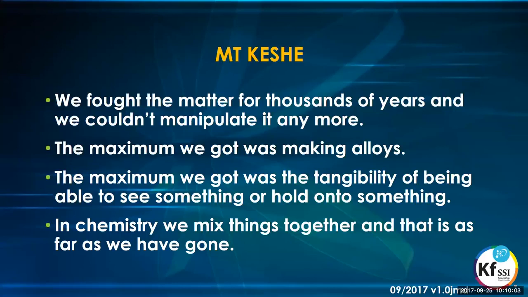The maximum we got was a tangibility of being able to see something and hold on to something. And that's what we've been told is the matter state, what we can see. And in the chemistry world, we mix things together, and that's as far as we have gone as well, mixing the different chemicals and creating different compounds.